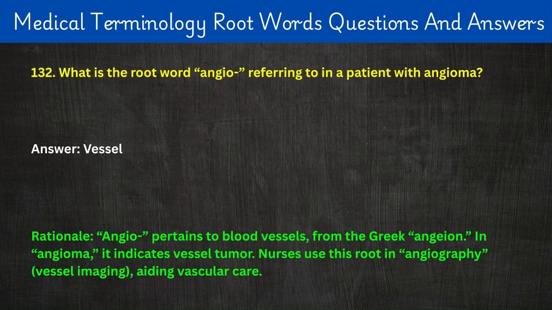132. What is the root word angio- referring to in a patient with angioma? Answer: vessel. Rationale: Angio- pertains to blood vessels, from the Greek angion. In angioma, it indicates vessel tumor. Nurses use this root in angiography, vessel imaging, aiding vascular care.